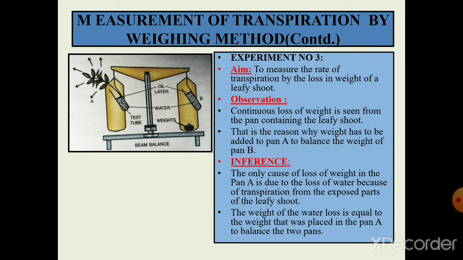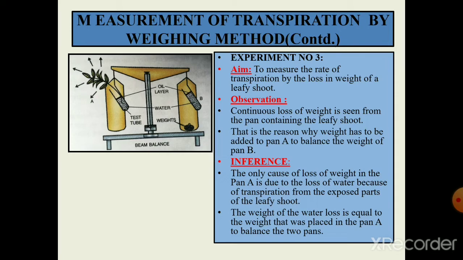It is very clearly seen in the diagram. Now what do you observe? Continuous loss of weight is seen from the pan containing the leafy shoot. This is the reason why weight has to be added to pan A to balance the weight of pan B.